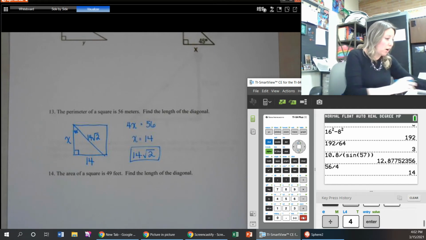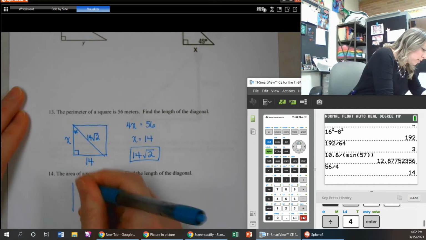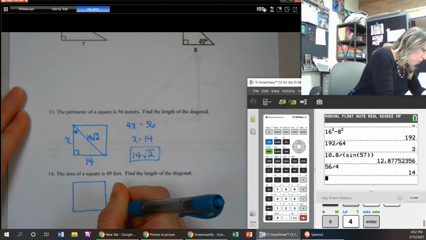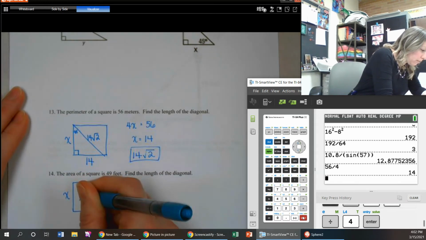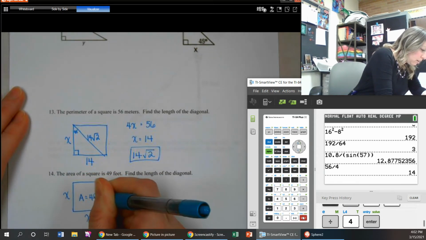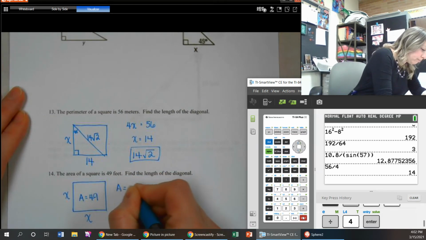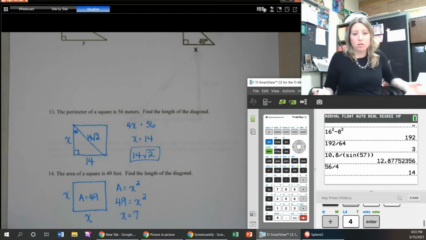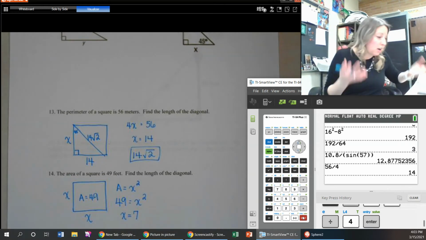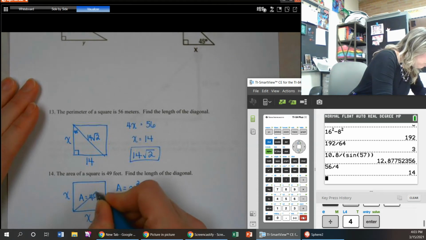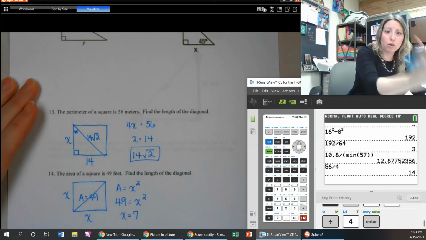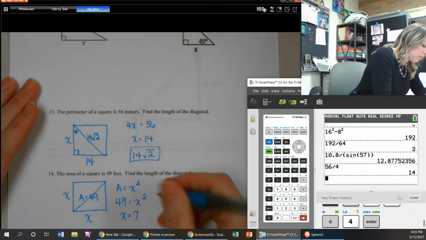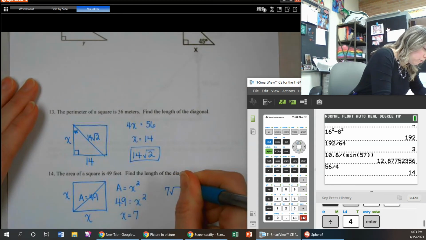The area of a square. Oh, this is similar, right? So the area of a square is a square again. 49 feet. Well, we know the area of a square is x squared, right? So if you know that the area is 49, take the square root of both sides. We don't need a plus and minus because we don't have negative lengths of sides. And then the diagonal, same here, you just created a 45, 45, 90 right triangle. So 7 times radical 2 is 7 radical 2 for the length of this diagonal.